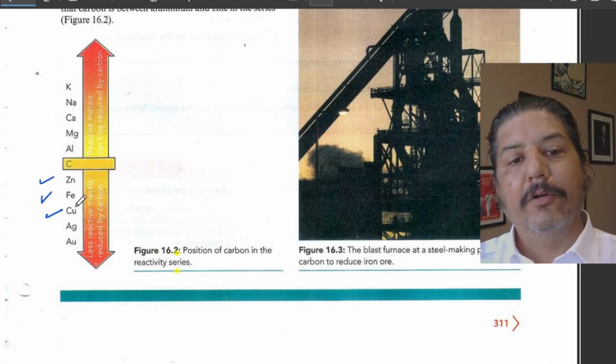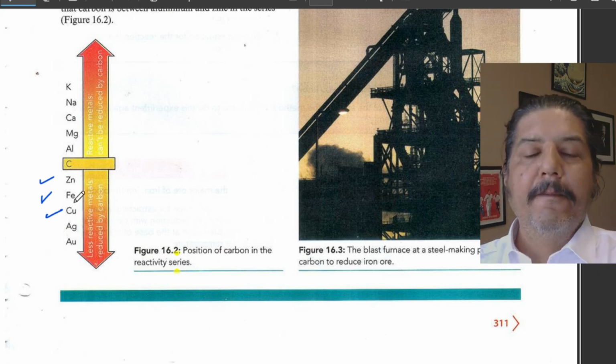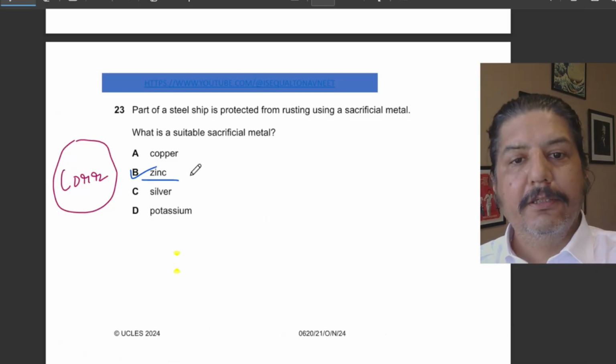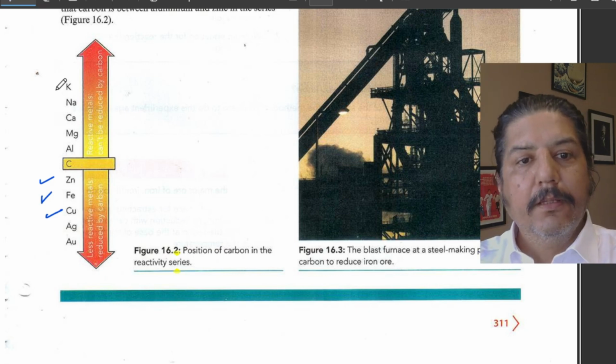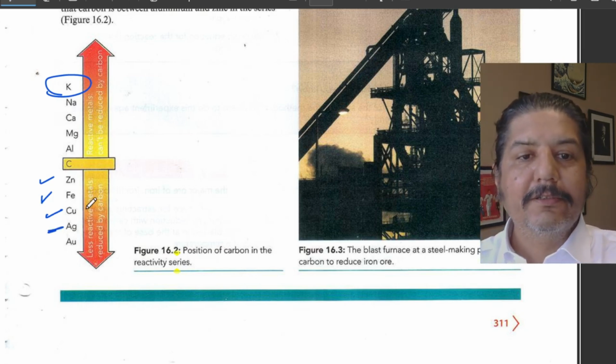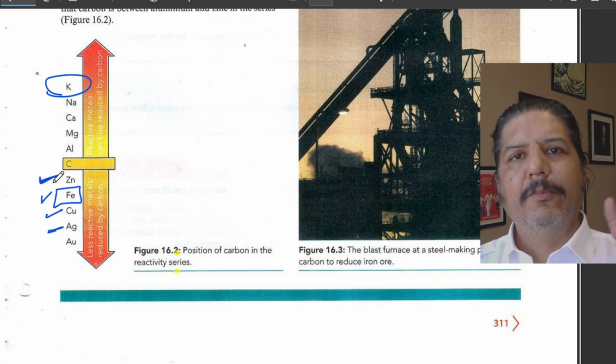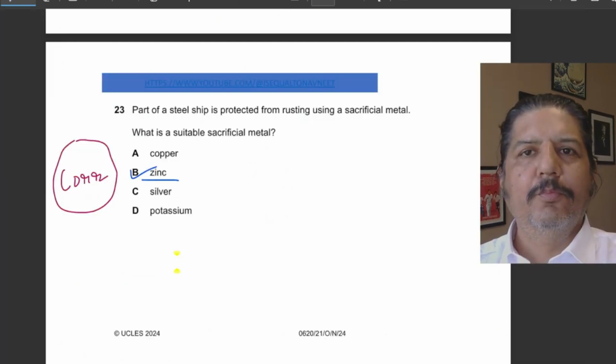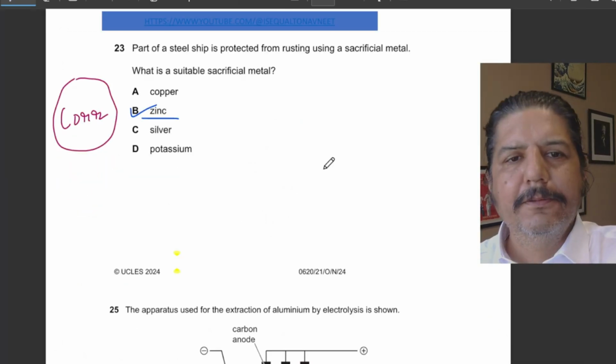But if you look at copper, copper is less reactive than iron, so that is why copper doesn't work. The problem with potassium is that it is very, very reactive, almost insanely reactive, so you can't take that. If you take silver, silver is less reactive than iron. So zinc is the optimal metal to galvanize.